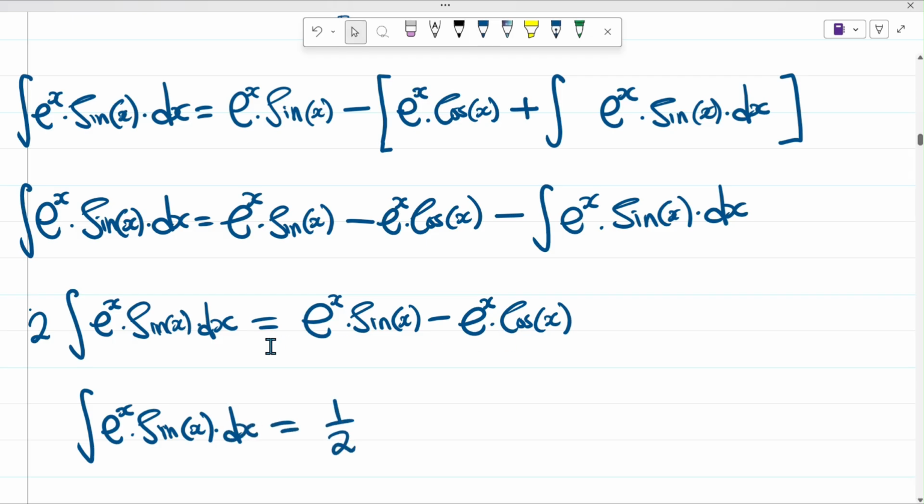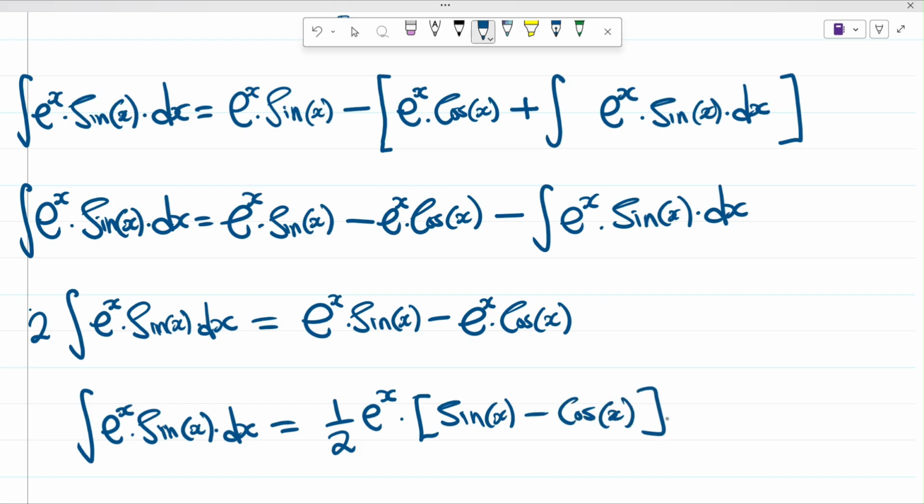1 over 2. As well, here I can see I've got a common factor of e to the power x, so I can take e to the power x as my common factor, and then I'll only be left with sine of x minus cos of x. Then I close the bracket, I say plus c. Ta-da! I have my final answer.